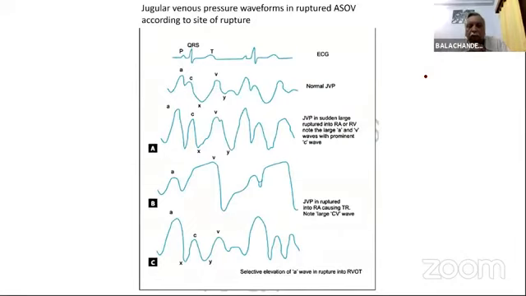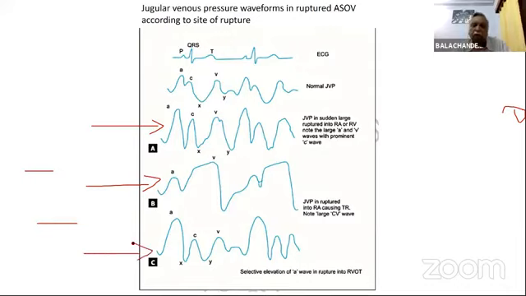Next one, I'm just showing you the different forms of jugular venous pulsations. One interesting aspect which you see is that the C also becomes prominent. So you get A, C, and V, triple waves, when it ruptures into RA or RV. So this is an important sign. Of course, you may be able to see it or not, but this is an important sign. And sometimes when there is severe TR, you will have prominent V waves. And when it goes into the RVOT and obstructs the RVOT, you will get a prominent A wave. So A can become prominent, A, C, V can become prominent, and V can become prominent, depending upon the site of the rupture.